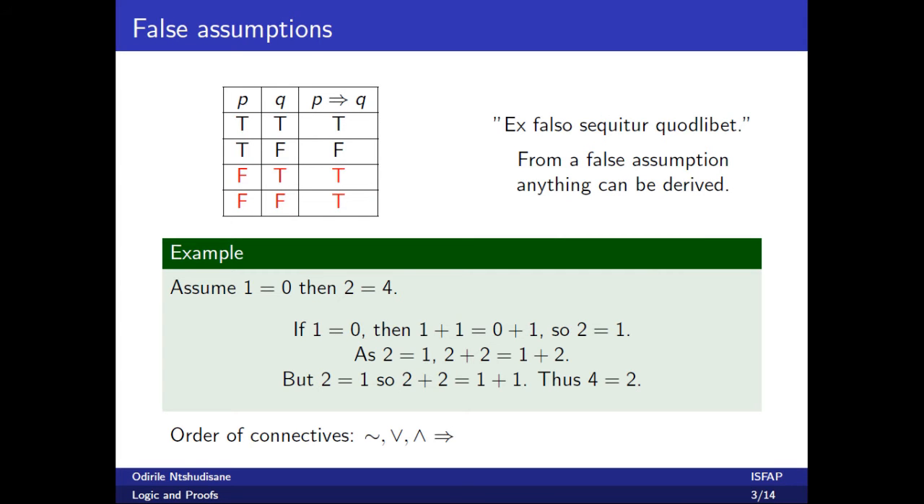One may wonder why an implication with a false hypothesis has a truth value of true. This is because from a false assumption, anything can be derived. For instance, from the false assumption that 1 equals 0, we may derive the true conclusion that 0 equals 0 by multiplying by 0 on both sides. Alternatively, we may derive the false conclusion that 4 equals 2 as shown in the example below.